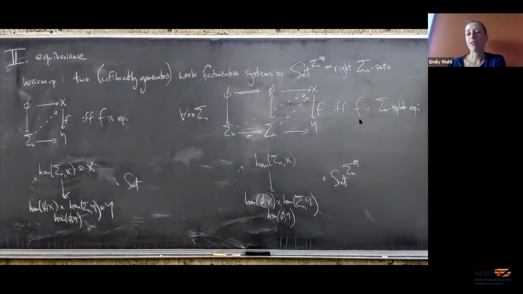So now I'm going to characterize what it means for F to be a sigma n split epimorphism. And so what that means is it's a split epimorphism in the category of right sigma n sets. So you witness that something is an epimorphism by constructing a section, but here the difference from over here is that the section needs to be a sigma n equivariant map. So I'm not just choosing an element of the fiber, I'm choosing an element in a way that would respect the sigma n action.